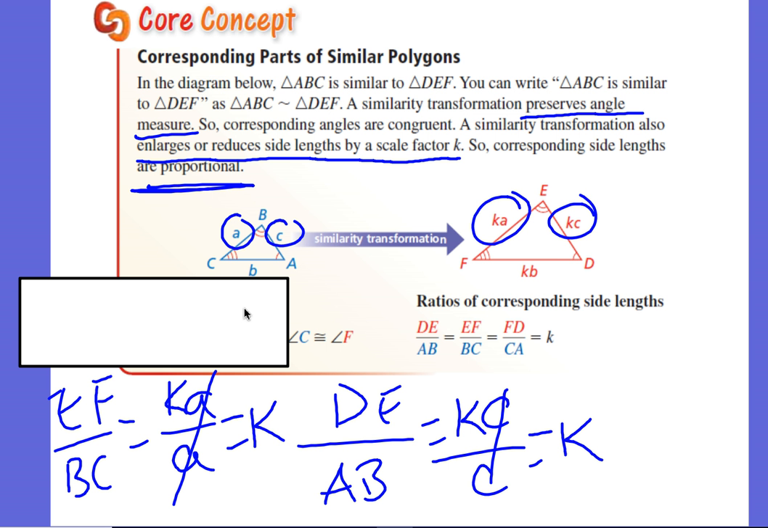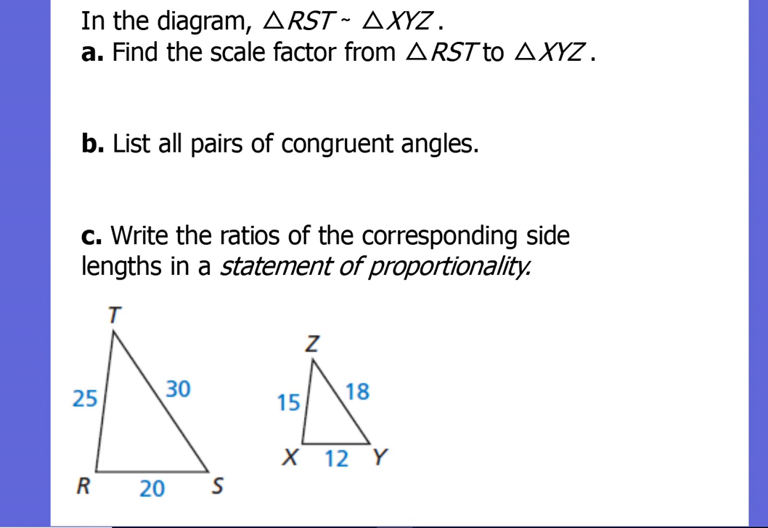So in the next slide, we're going to look at a couple of examples where we identify the scale factor, list the congruent angles, and then we're going to talk about how to write some statements of proportionality. So it says find the scale factor of triangle RST to XYZ. And let's talk here for a sec. I'm going to circle this symbol up here. That little squiggle is the symbol for similarity, right? So let's just recap. Remember, this is our congruency, and just the squiggle is our similarity.